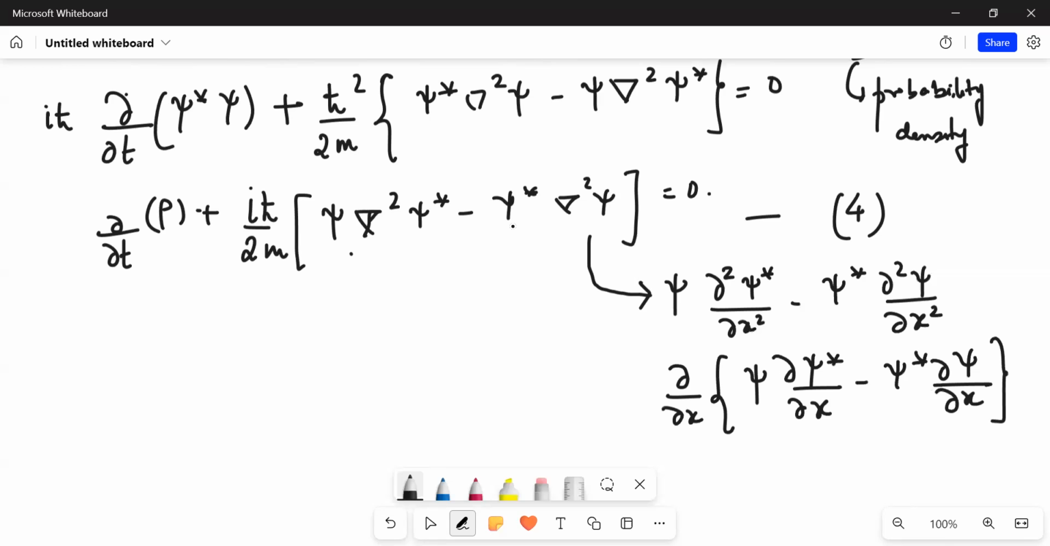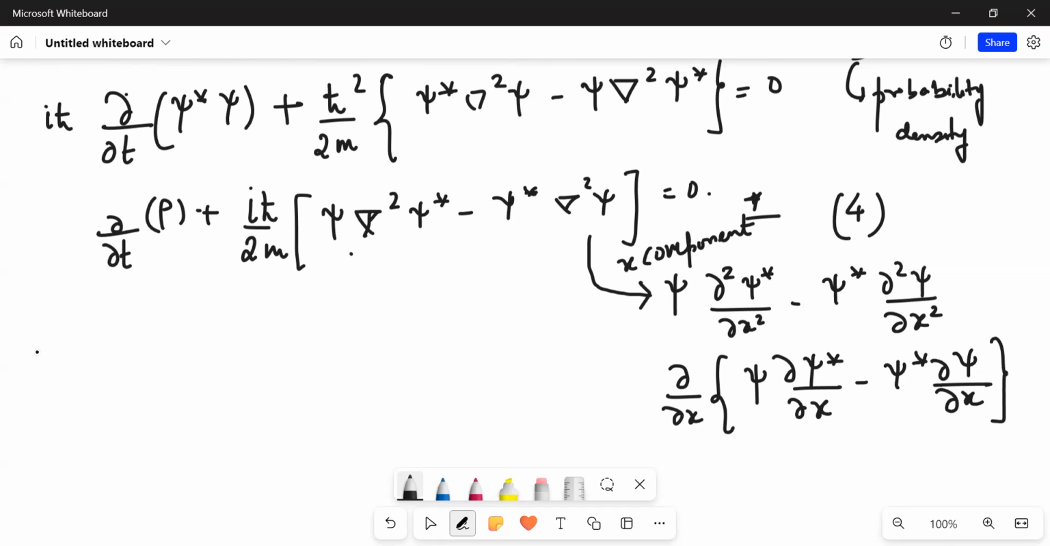Can I not write in this fashion? If I write this particular thing, I have just taken the x component here. So the x component will be like this only. I'll take a derivative, and if I take the derivative, I'll get back to this.